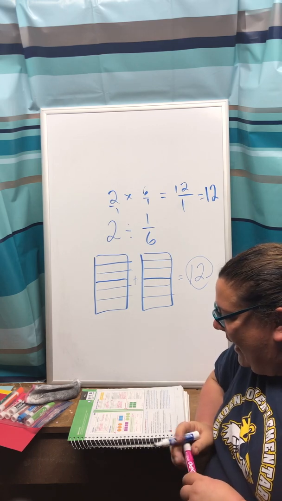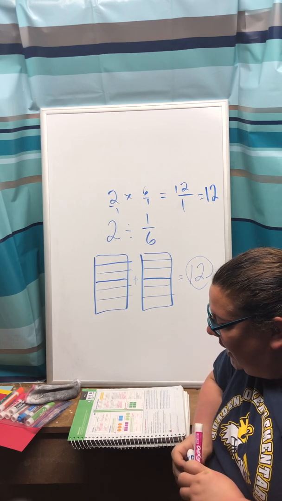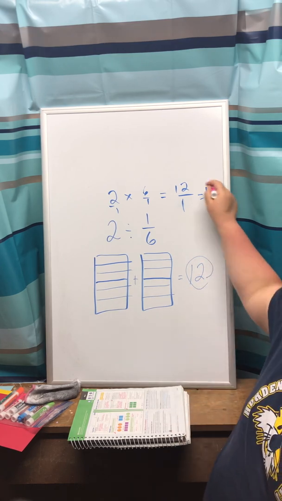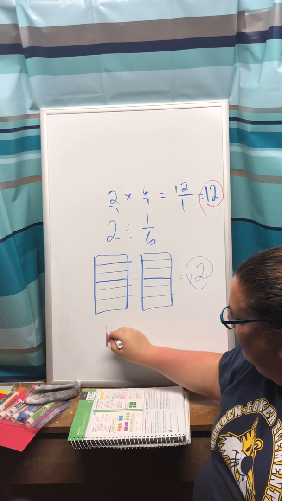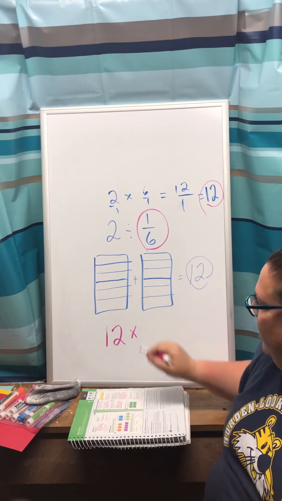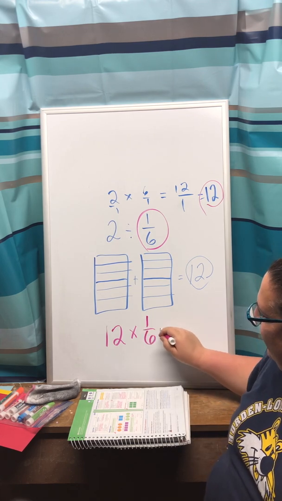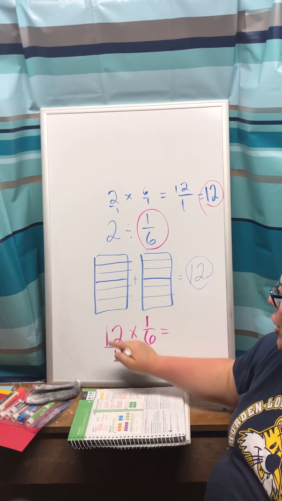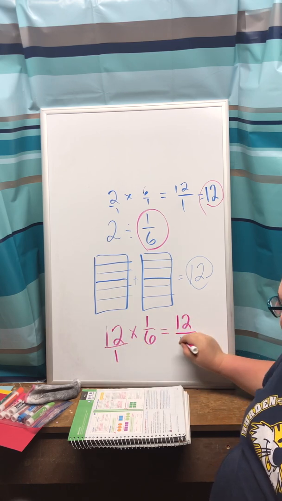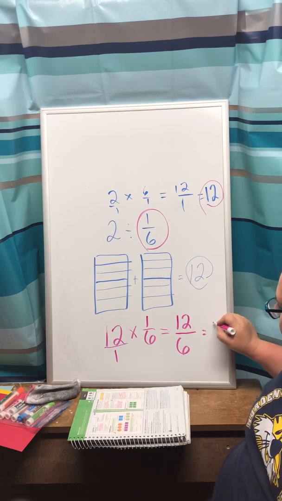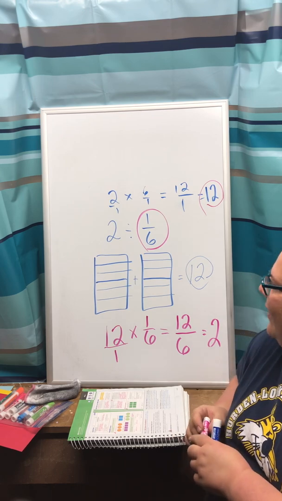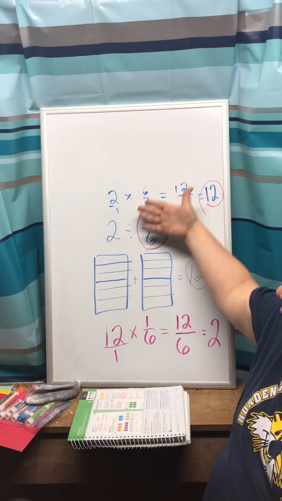And then for number 5, they want us to use a multiplication equation to check our answer for number 4. So we're just going to take our answer of 12. We're going to multiply it by the fraction that we started with before. So 12 times 1/6. And I'm doing 12 times 1 is 12. 1 times 6 is 6. And 12/6 is equivalent to 2 because there are 2 6s in 12. Okay, so again, we solved.